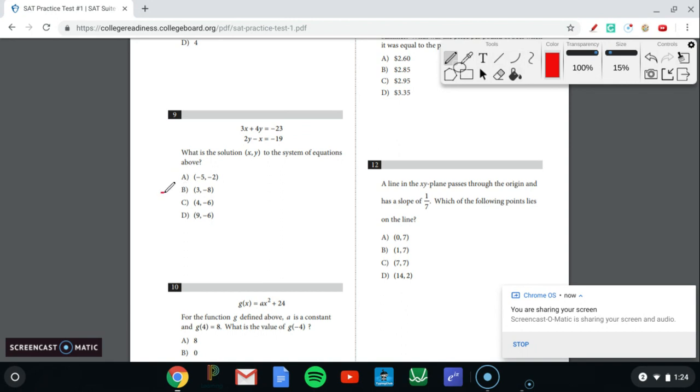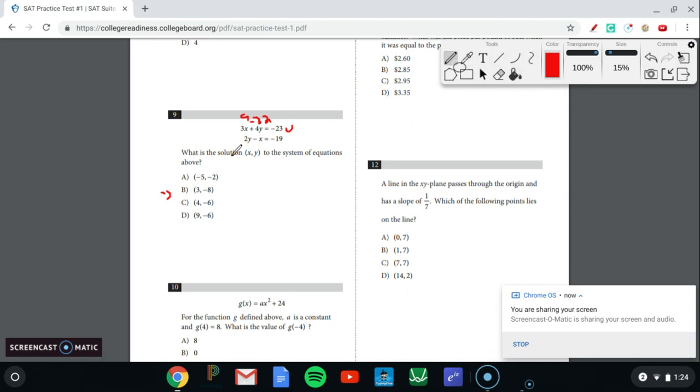But let's say we try choice B. B is saying that x is 3 and y is negative 8. Well, 3 times 3 is 9. 4 times negative 8 is going to be negative 32. 9 plus a negative 32, sorry, I can't write with this mouse, 9 plus a negative 32 is going to equal negative 23. So the first statement works.